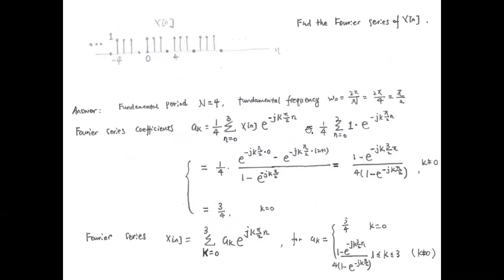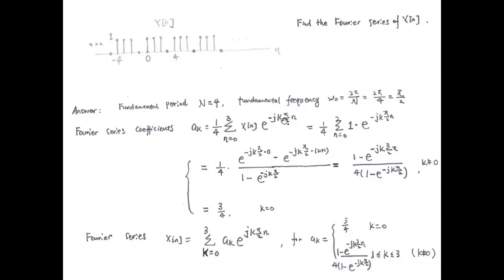So how to calculate the Fourier series? Again, we first determine the fundamental period N equals 4. Therefore, omega 0 is 2 pi divided by 4, which is pi divided by 2. Calculating the Fourier series coefficients, don't forget this 1 over N, which is 1 over 4. It's a finite sum here. Let's take this summation from 0 to 3, because 3 is N minus 1.